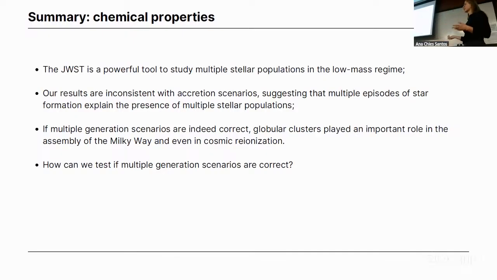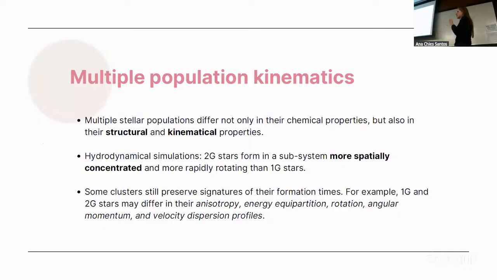But if these scenarios are correct, we have the mass budget problem, predicting that globular clusters were a lot more massive during formation, lost their stars to the halo, and even contributed to reionization. But how can we test if this scenario is actually correct? What we did before was to test if accretion scenarios could reproduce the observation. What about this other set of scenarios? We can test them by using multiple population kinematics.